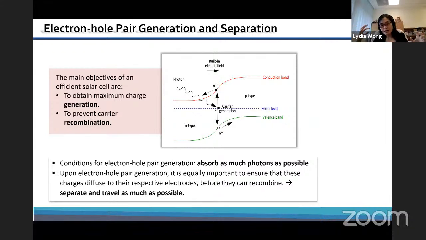And this means you need to generate as much electron as possible. Okay, and how can you do that? It is actually by optimizing these two processes. You need to absorb as many photons as possible. You need to absorb as much light as possible. And after you absorb as much light as possible, right?